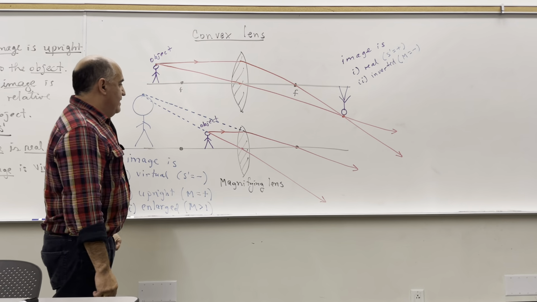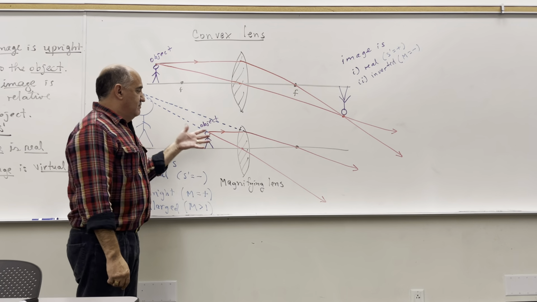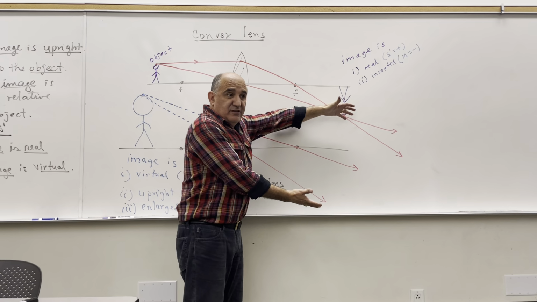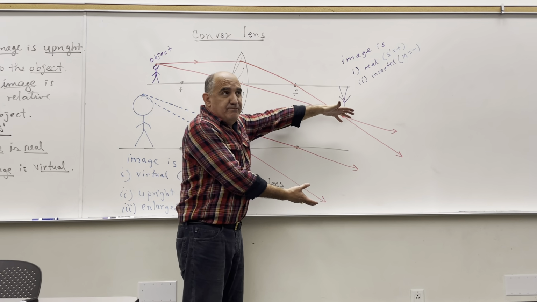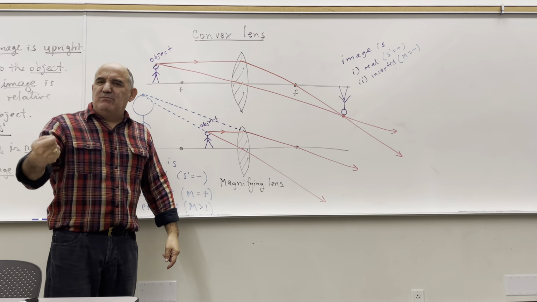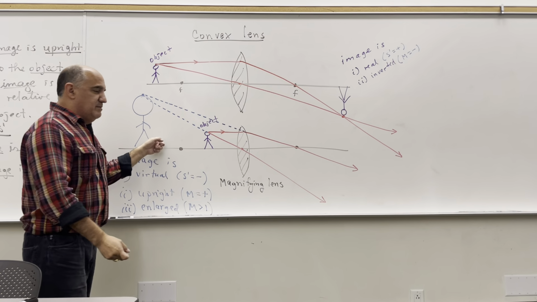But for this lens, the light rays come in, they go through the lens, but they don't meet over here. So the image is not going to be real. But the image is from over here where the light rays seem to come from, but they don't. So this image is virtual.